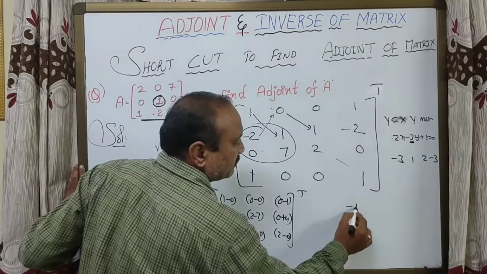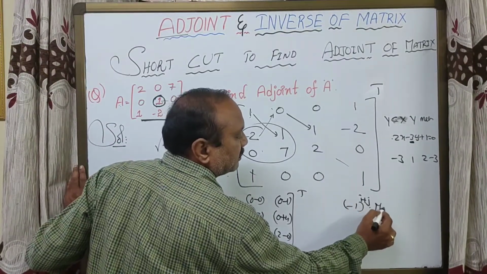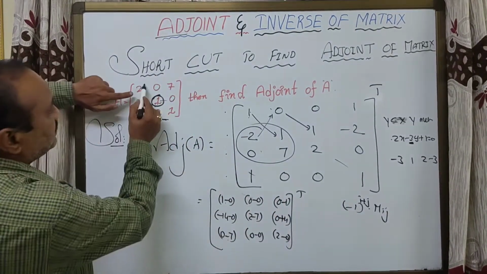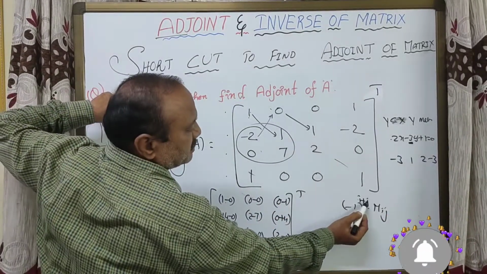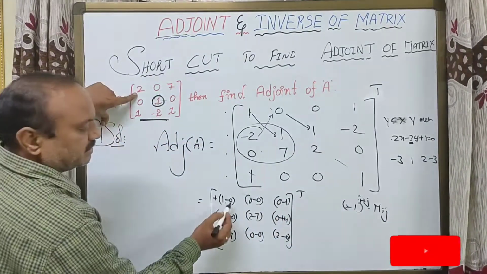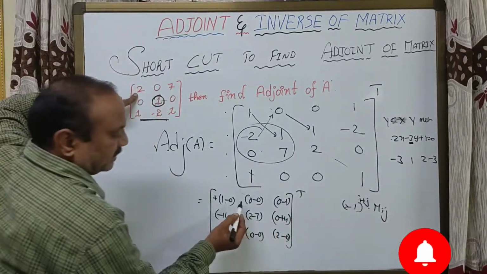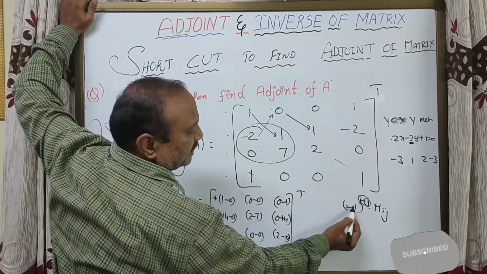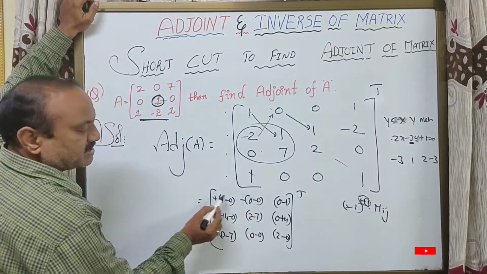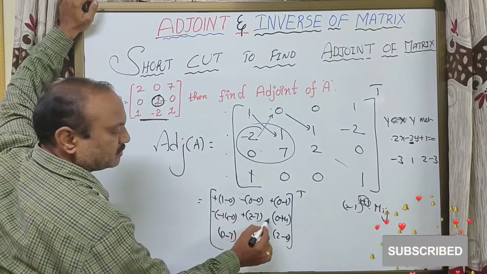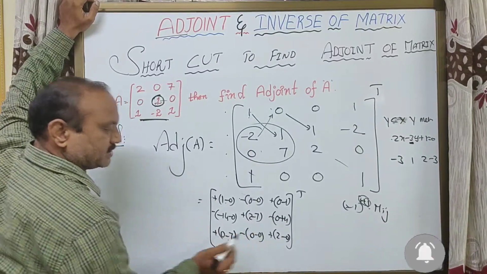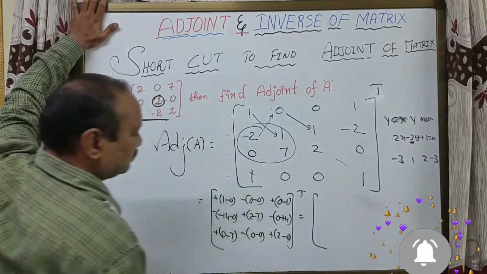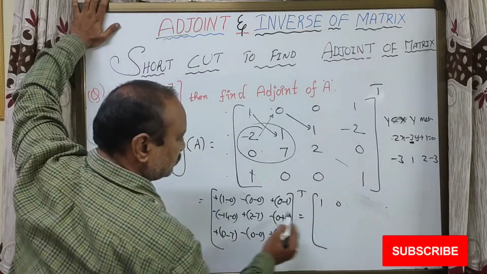So the cofactor becomes minus 1 whole power i plus j into the minor. i is the row, j is the column. For the first element, first row, first column, it is positive. This is the minor. Next element, first row, second column, it is 3. Minus 1 whole cube is minus. That means the signs are plus, minus, plus, minus, plus, minus, plus, minus, plus. So now this is equal to, this value is 1, 0, minus 1.